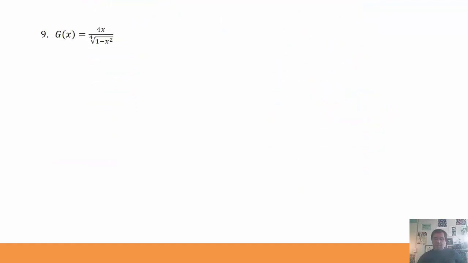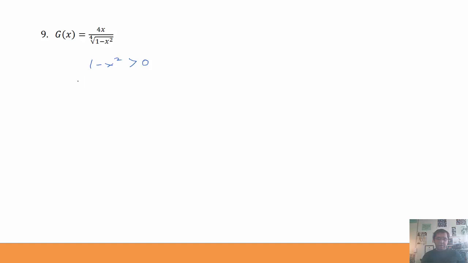Last one. Capital G of x equals 4x over the fourth root of 1 minus x squared. Again, fraction, and a radical on the bottom of the fraction. When that happens, I take what's in the bottom, underneath the radical, the 1 minus x squared, and I simply set it greater than 0, because if it was equal to 0, it would make my fraction undefined. So I solve that, but I notice that x is squared. My only way to solve it is to factor.